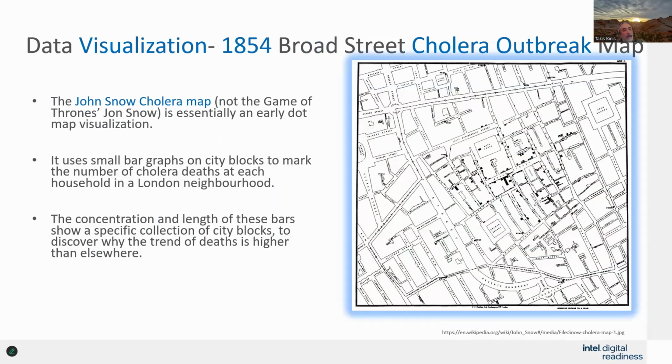When cholera had an outbreak way back when, I don't know, 1854, and this is in New York City, I believe, they mapped it so they could figure out where it was happening. So this is a visualization. They took a street map.